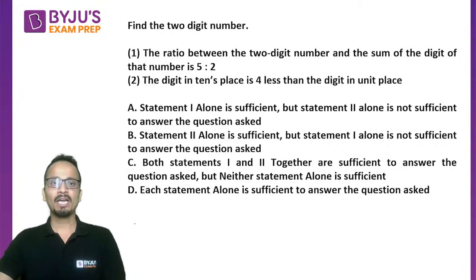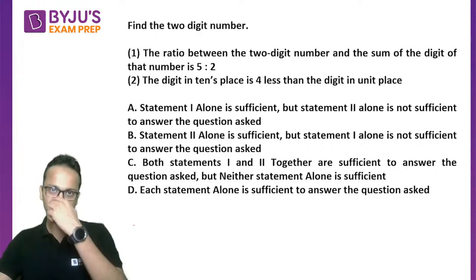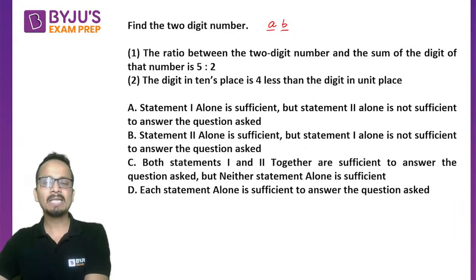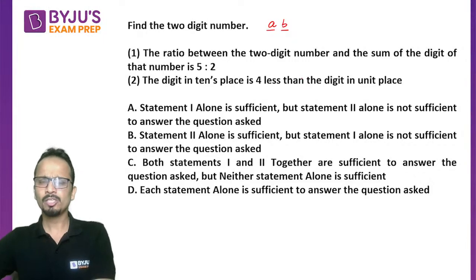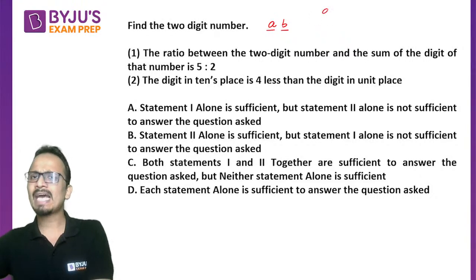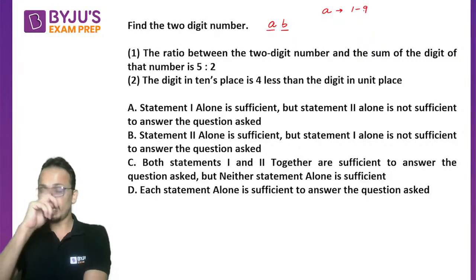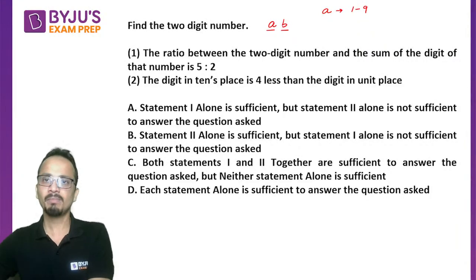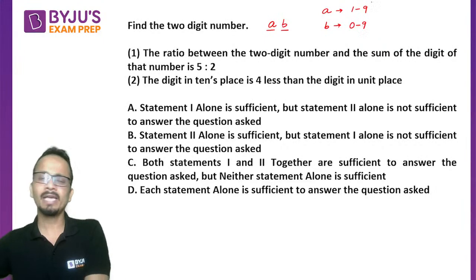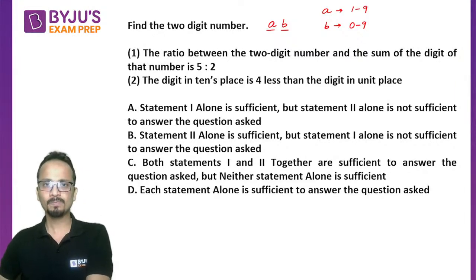All right. Now we have to find a two-digit number. So let's assume that the two-digit number is AB. A is the digit at tens place and B is the digit at units place. Talking about the basics of these types of questions, what are the possible values that A can take? A can take all values from 1 up to 9. The value of A cannot be 0, since it's a two-digit number. Similarly, B can take values from 0 up to 9. Yes, the value of B can be 0.